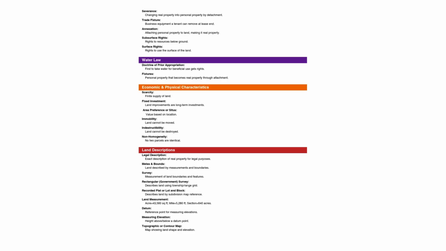Scarcity is one of the economic characteristics of land that says there is a finite supply of land. Fixed investment is also an economic characteristic. Land improvements are long-term investments and they look for economic life. How long is there going to be a return on that investment? We have situs, or area preference, where the value is based on the location and the sum of those preferences.